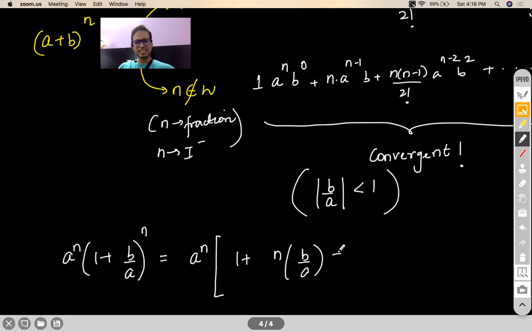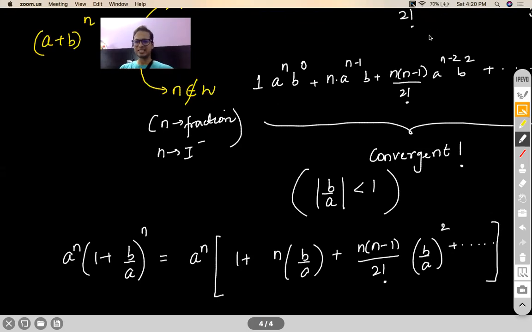See, here what is happening is the first term is becoming 1, the second term is becoming b by a. So you can actually forget what is happening to 1 because 1 raised to any power is 1 only. So the next term will be n into n minus 1 by 2 factorial times b by a whole square, and so on. Is that fine?